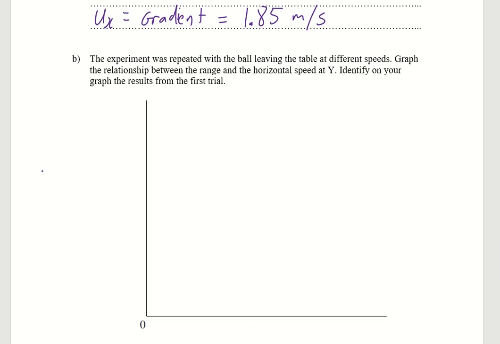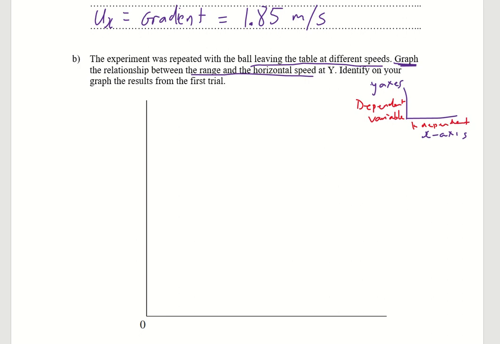Now, in question B, it says the experiment was repeated with the ball leaving at different speeds. Graph the relationship between the range and horizontal speed. Just before I get into the actual graphing, let's look at what we put when we're graphing. If I redraw the graph here, that's our y-axis, that's our x-axis. Anything that you are measuring will be the dependent variable. So the y-axis is where you put the dependent variable. The independent will go on the x-axis.